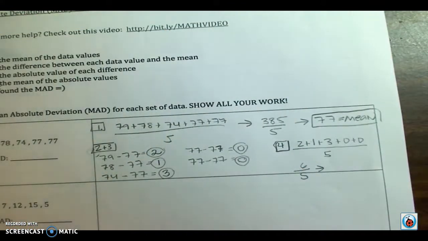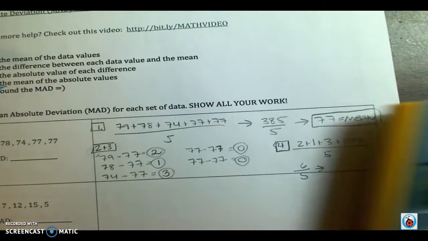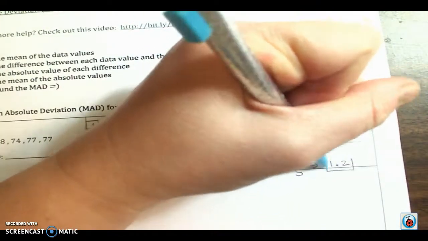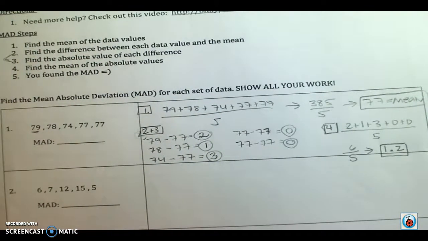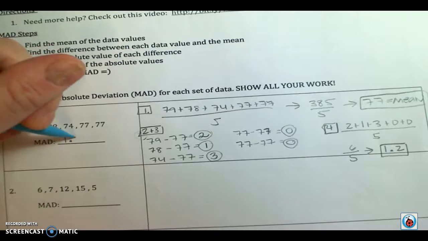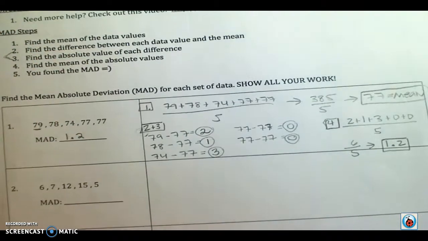I'm going to go ahead and do 6 divided by 5 in my calculator, and I get 1.2. And that is my mean absolute deviation. So my mean absolute deviation is 1.2. So on average, my data is 1.2 away from my average. Okay?